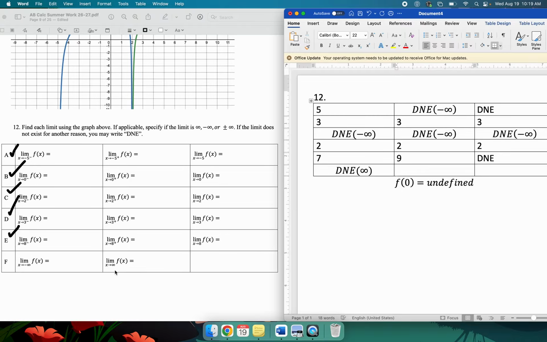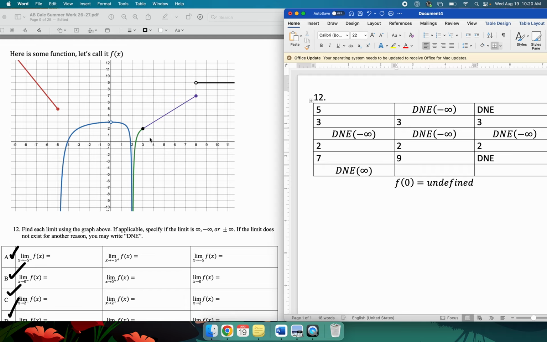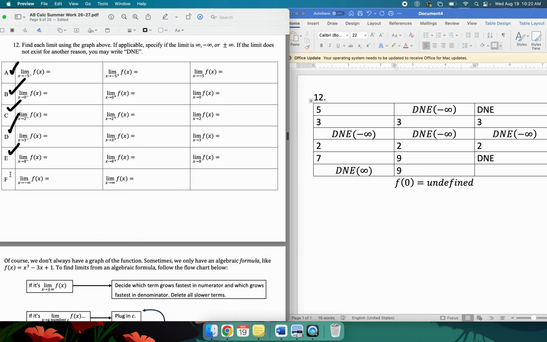Same question now, but for x going to positive infinity. So we're going to ask what's happening to the y values as x becomes a very, very large positive number. Well, as x becomes a very large positive number, I go way out here. It looks like the y values have settled down on the number 9. So I think the answer is 9. Voila, that's the last one.